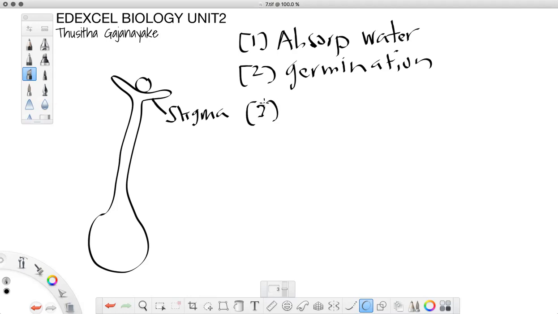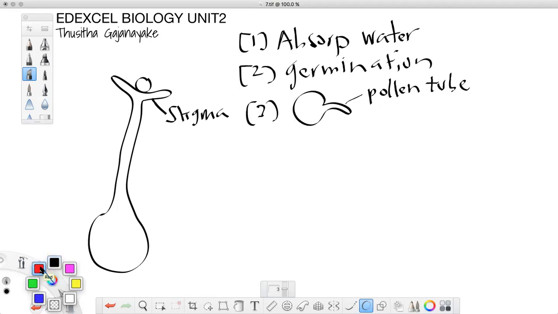Now, what is the visible sign of germination? We can see a small tube coming from this pollen grain. This one is called the pollen tube. Now, what is inside the pollen grain? It has two nuclei. This is nucleus 1, and this is nucleus 2.